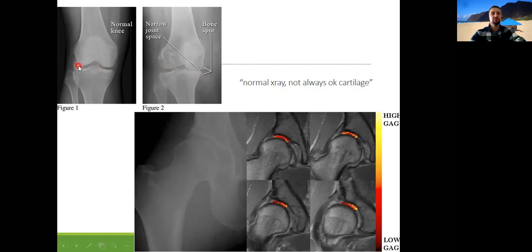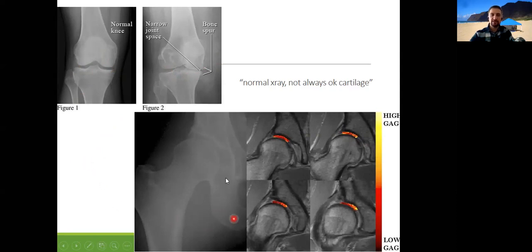So here you can see this person has a normal looking x-ray, but let's say they had knee pain. You don't think they have a torn meniscus. You don't think it's the ACL or PCL. Their x-ray could look normal, but the joint is already sick and it's in the beginning stages of osteoarthritis.